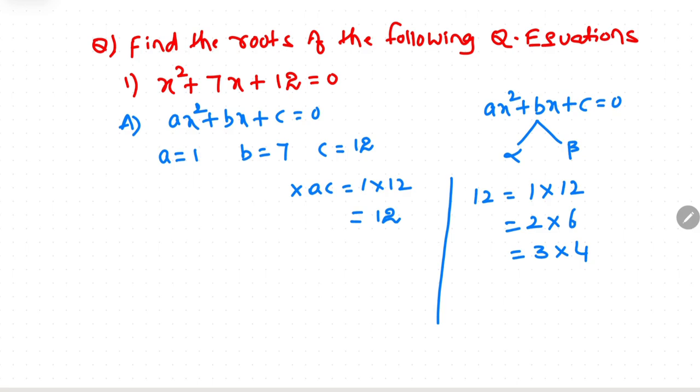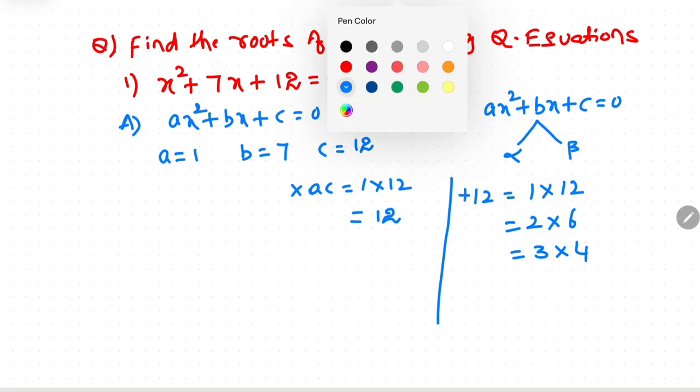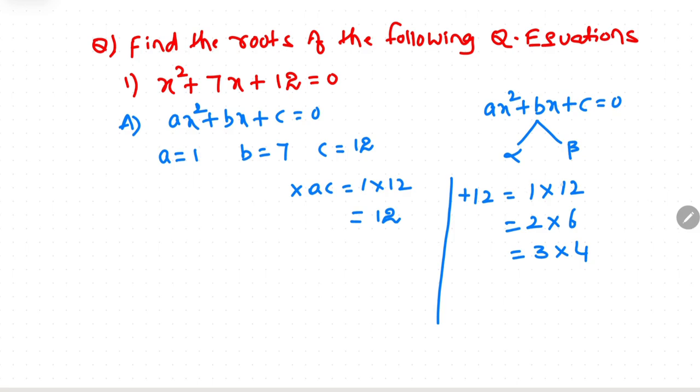Now on multiplication we are getting positive, means both of these two, 1 and 12, may be having either positive or negative. So here we have to come to the b value. If b is positive, both the factors are positive. If it is negative, both the factors are negative. Here b value is positive, therefore positive 1, positive 12.